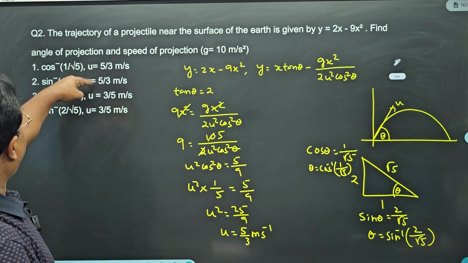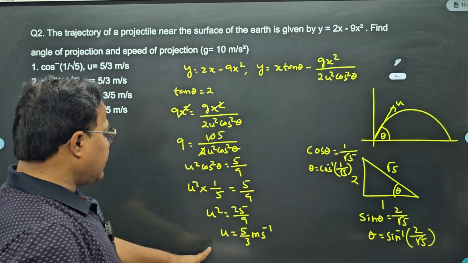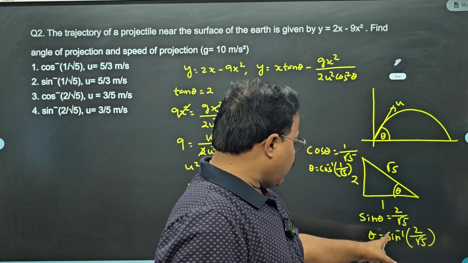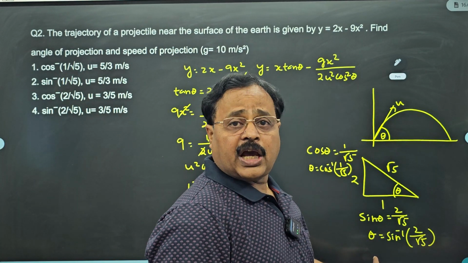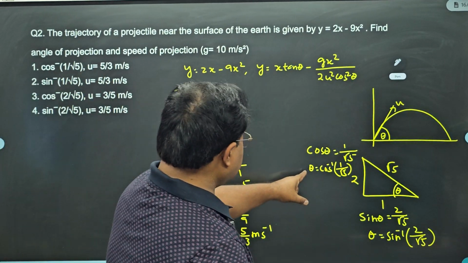In the first two choices u is equal to 5 by 3. Next, what should be the answer? Here theta is equal to sine inverse 1 by root 5, but we have got sine inverse 2 by root 5. With u equal to 5 by 3, what is theta in this expression?